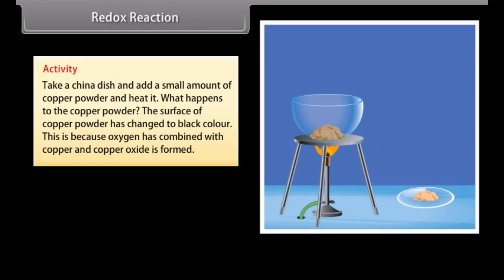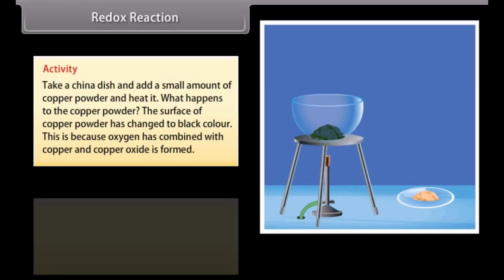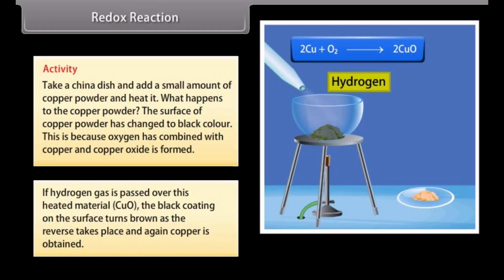What happens to the copper powder? The surface of the copper powder has changed to black color. This is because oxygen has combined with copper and copper oxide is formed. If hydrogen gas is passed over this heated material, CuO, the black coating on the surface turns brown as the reverse takes place and again copper is obtained.